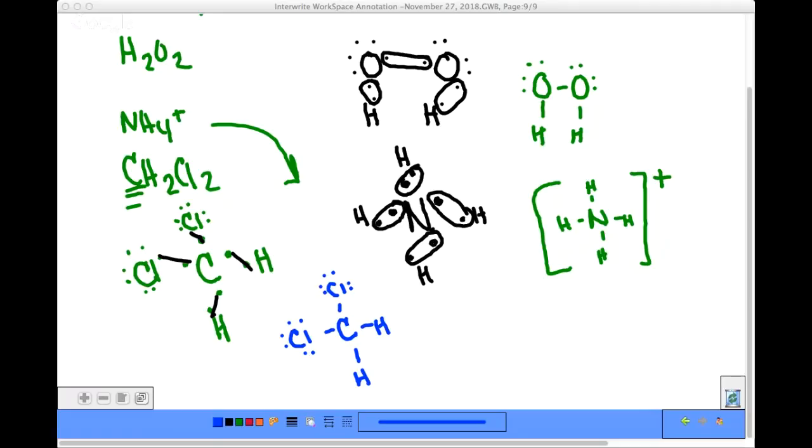Station number 2. Okay, so station number 2 is going to be a little bit hard to go over.